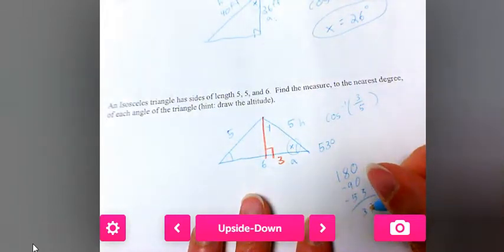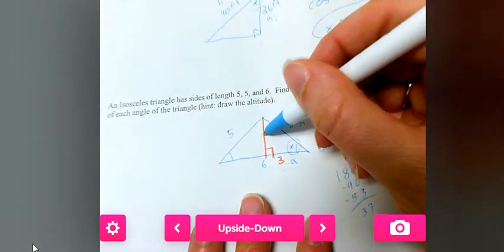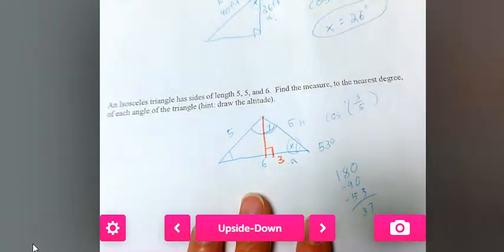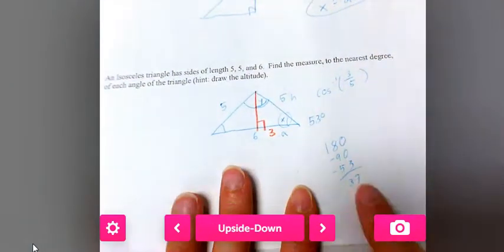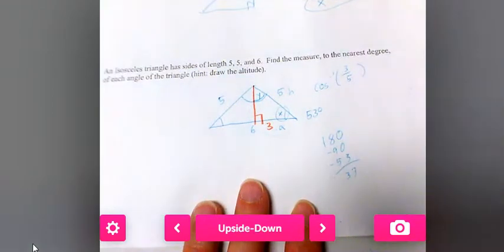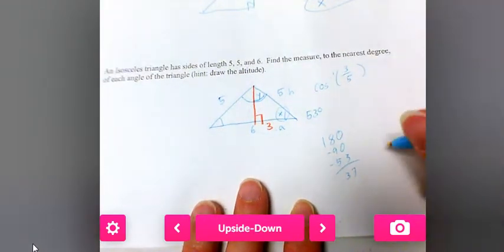So y is 37, but y is only this part. I want the whole thing. How am I going to find the whole thing? Oh, you said minus 53? Yeah, because that's what that is. So I'm going to double it. So I'm going to go 37 times 2, and I get 74 degrees.